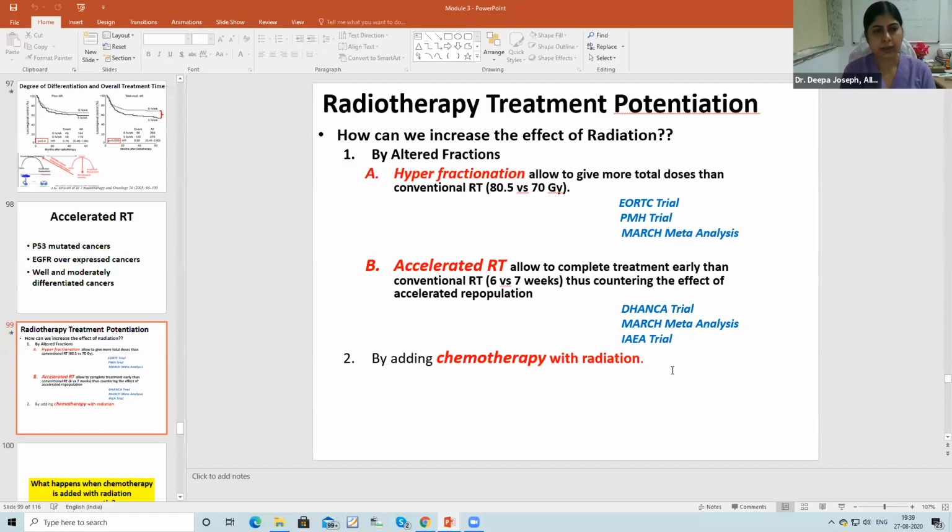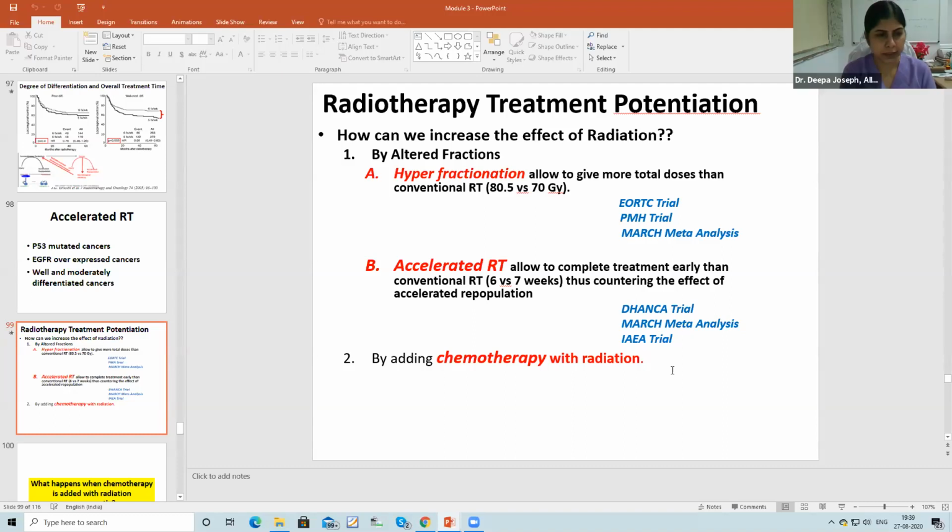Another thing is, what is the significance of increasing beta cell kill? Basically, if you increase the beta cell kill, the overall tumor control increases. You are potentiating the effect of radiation. So that is basically sensitizing the effect of radiation.